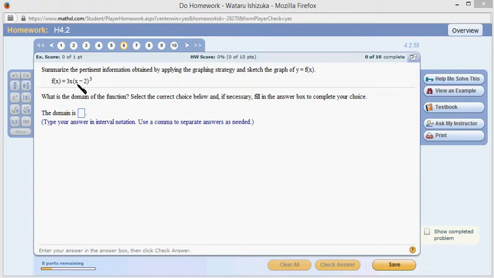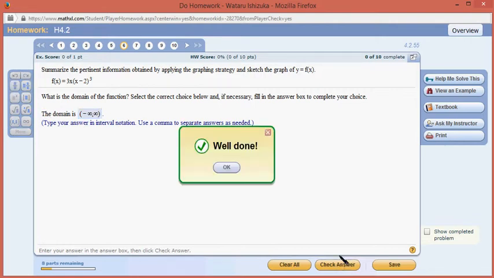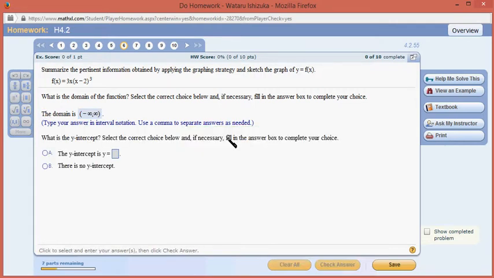Domain, but this is just a polynomial function. Domain is all real numbers, so it's negative infinity to positive infinity. Alright, so let's check the answer. We got that. Now we want to find the y-intercept.